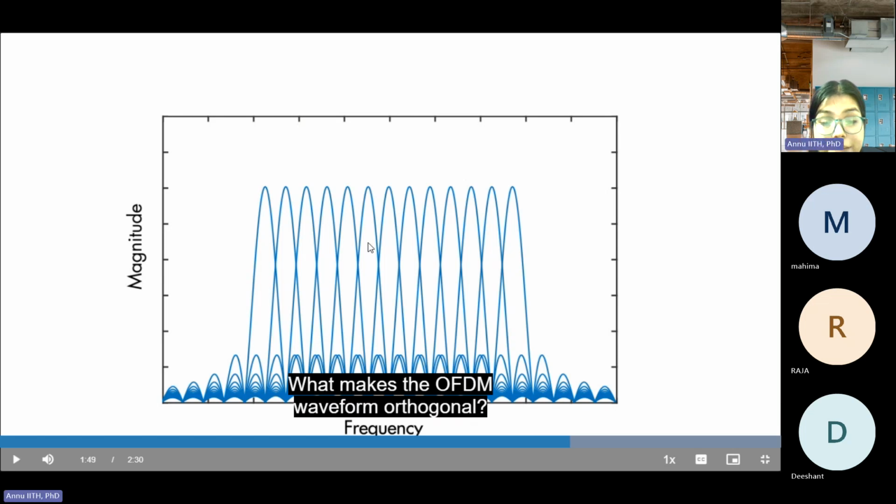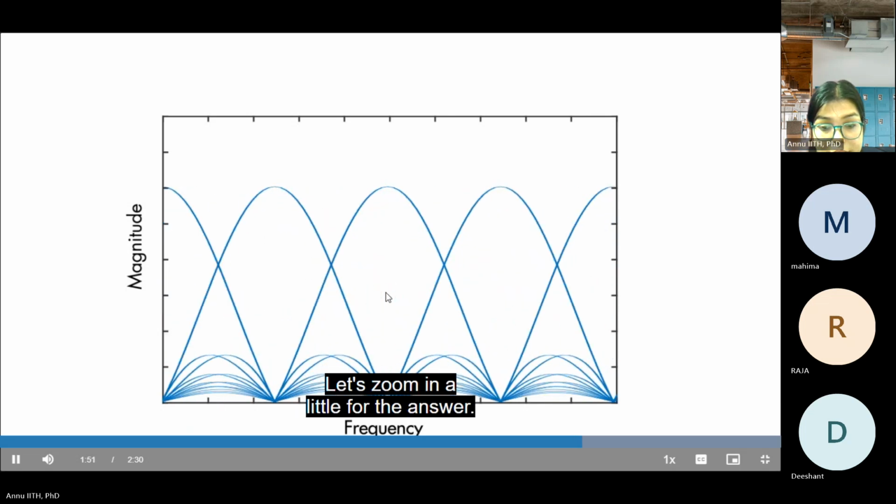Now you may wonder what makes the OFDM waveform orthogonal. So we can zoom like this and we can see.